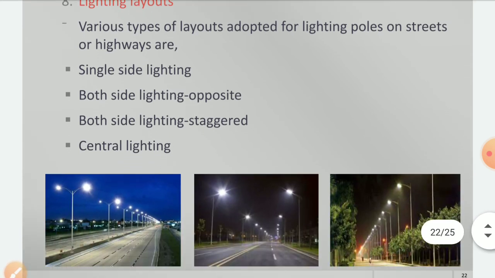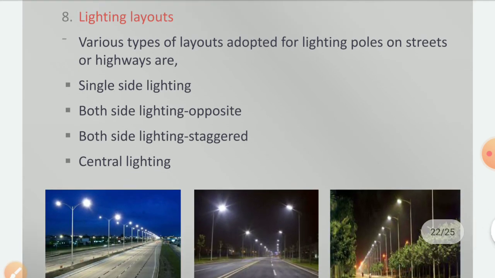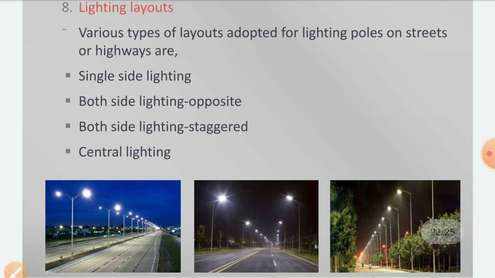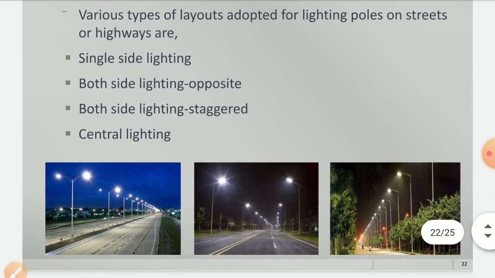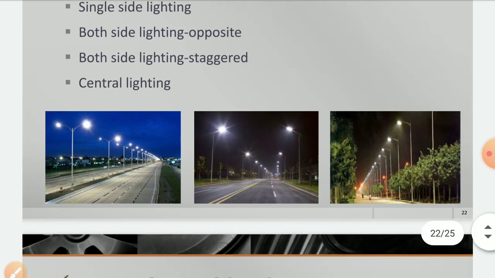Another important thing you have to consider is that various types of layouts are adopted for the lighting of streets, poles or highways. That is single side lighting, both side lighting opposite, both side lighting staggered, then central lighting.